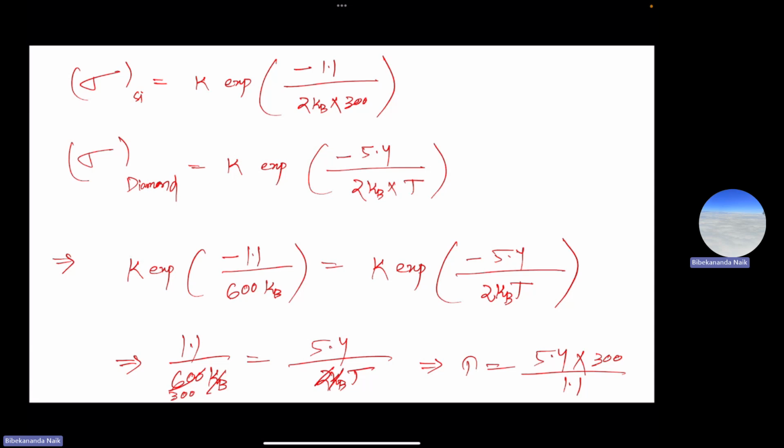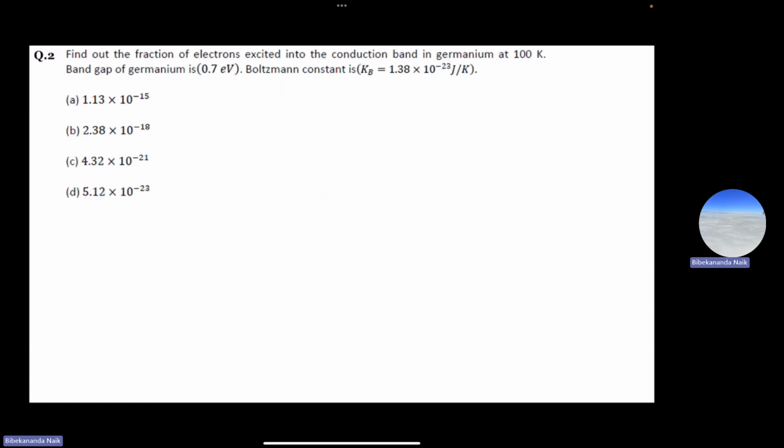Now we will move to the next question. The question says, find out the fraction of electrons excited into the conduction band in germanium at 100 K if the band gap of germanium is 0.7 electron volt. The Boltzmann constant is again given, 1.38 into 10 to the power minus 23 joule per Kelvin. The options are: option A, 1.13 into 10 to the power minus 15; option B, 2.38 into 10 to the power minus 18; option C, 4.32 into 10 to the power minus 21; option D, 5.12 into 10 to the power minus 23.